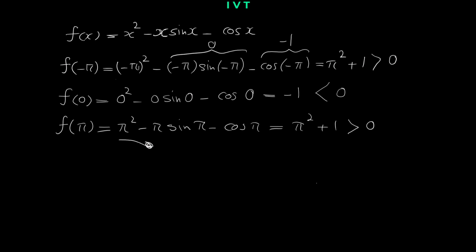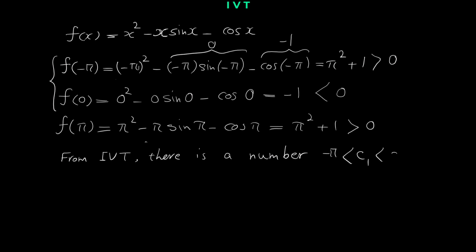So how can we write this? We are going to use intermediate value theorem once for these 2 points, negative pi and 0. So we say from intermediate value theorem there is a number c1 between negative pi and 0, such that f of c1 equals 0.